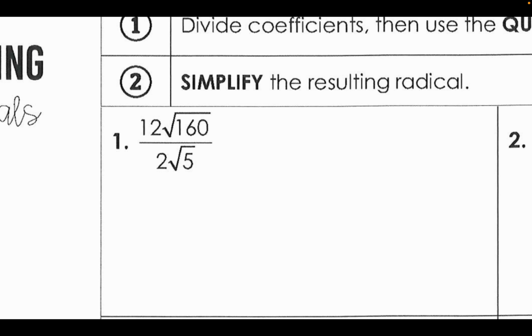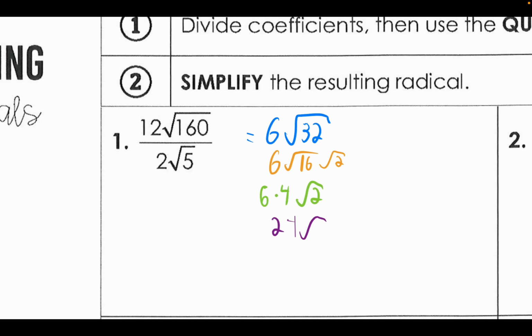So on number 1, 12 and 2, the coefficients, the regular numbers, the outsides, we'll simplify those. 12 divided by 2 is 6. On the inside, we do the square root of 160 and the square root of 5. We do 160 divided by 5. That is 32. So we do the square root of 32. Now, we just simplify the square root of 32. So that's 6 times the square root of 16 times the square root of 2. That would be 6 times 4 times the square root of 2, because the square root of 16 is 4, giving us 24 times the square root of 2.